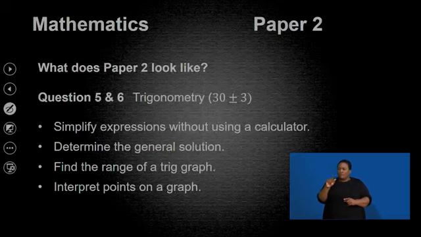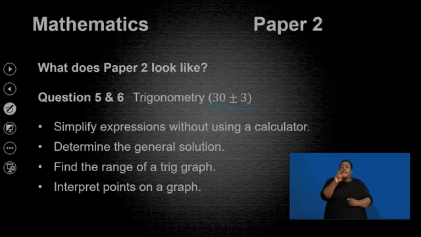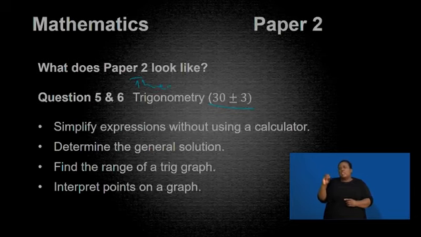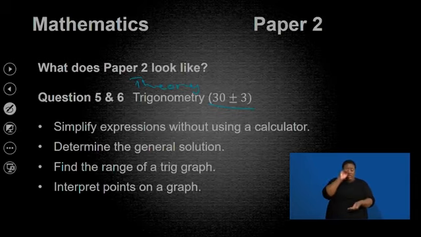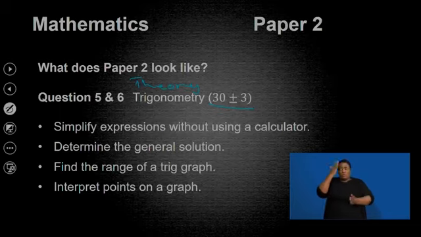Then question 5 and question 6 will be trigonometry, which is mostly 30 plus or minus 3 marks. Specifically here, I'm talking about the theory of trigonometry. That's what we're talking about here. So your reduction formulae, your identities, and all of those. So you need to know how to simplify expressions without using a calculator.